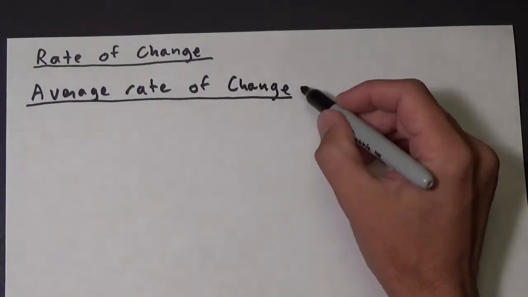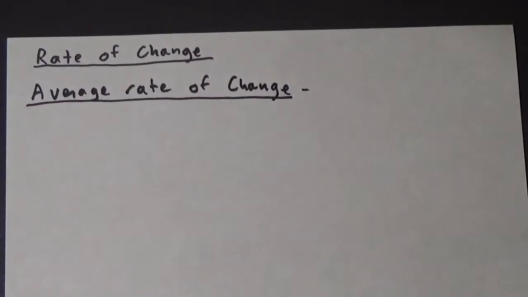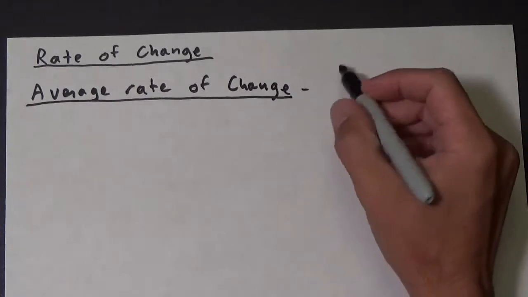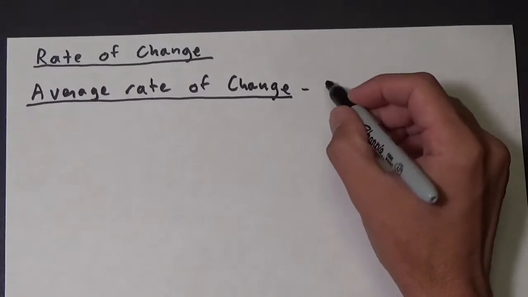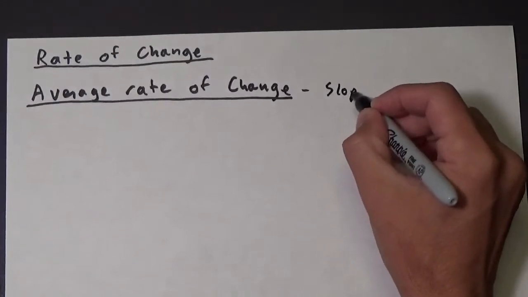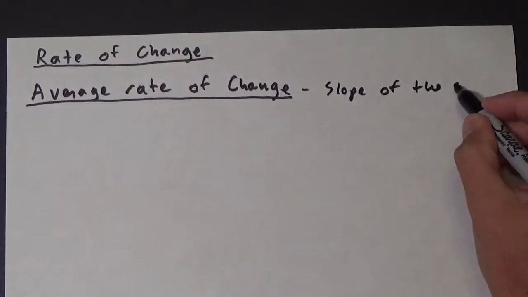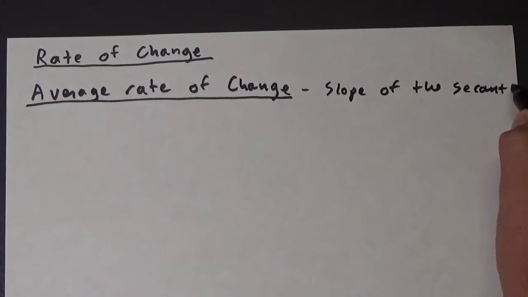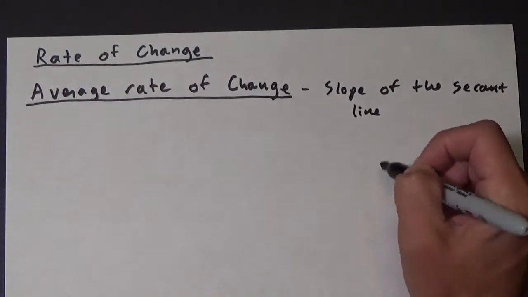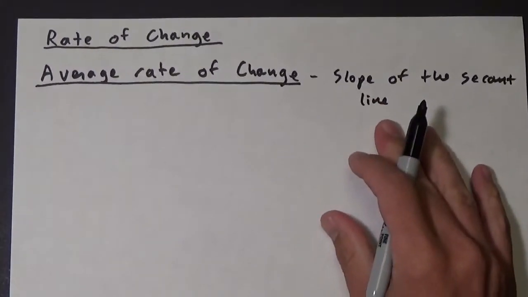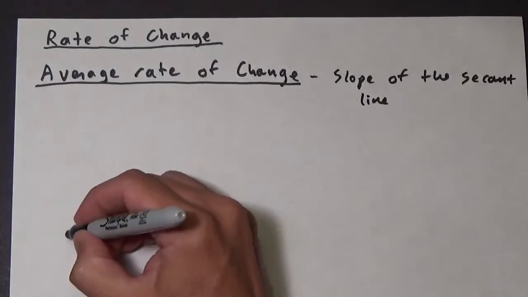Now over here I'm going to put down that the average rate of change is just the slope of the secant line. Okay, so just remember that average rate of change is the slope of the secant line.